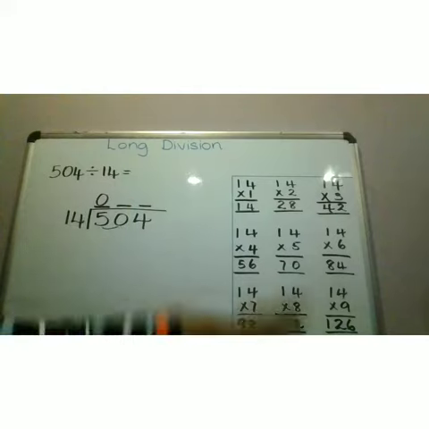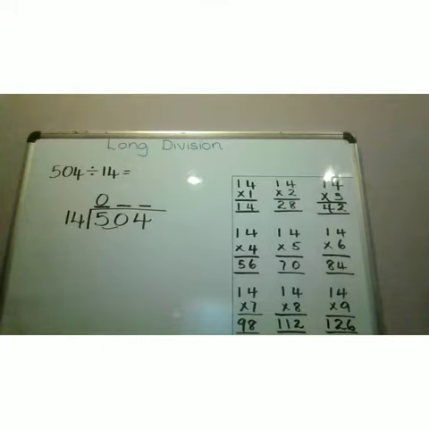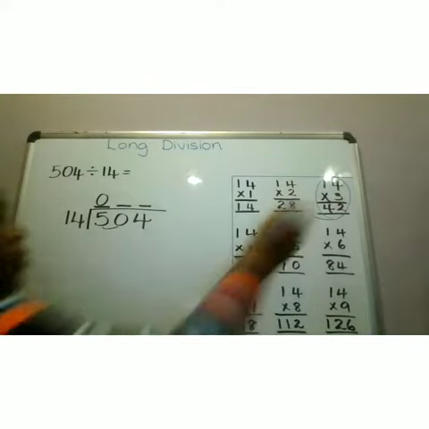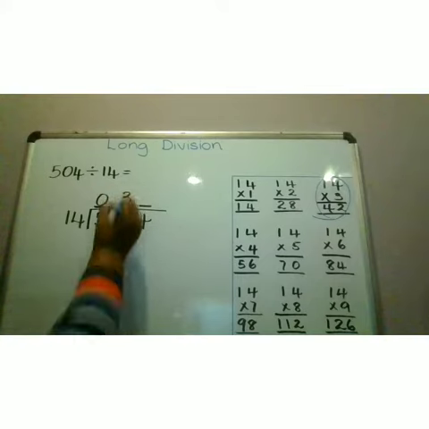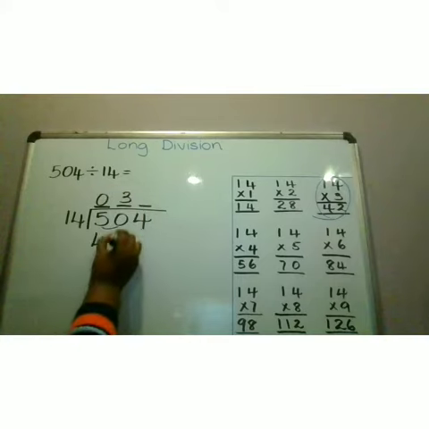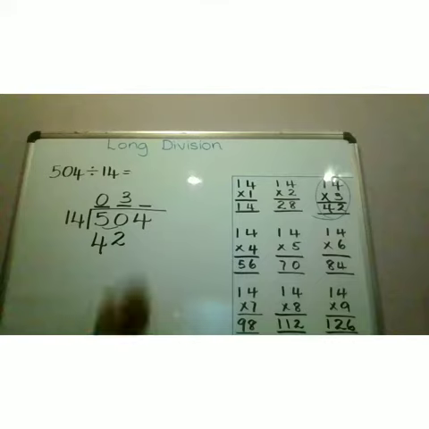I look at my tables. Which number is closest to 50 without going over? 42. Therefore, 14 can go into 50 3 times. I put my zero placeholder and then I subtract.